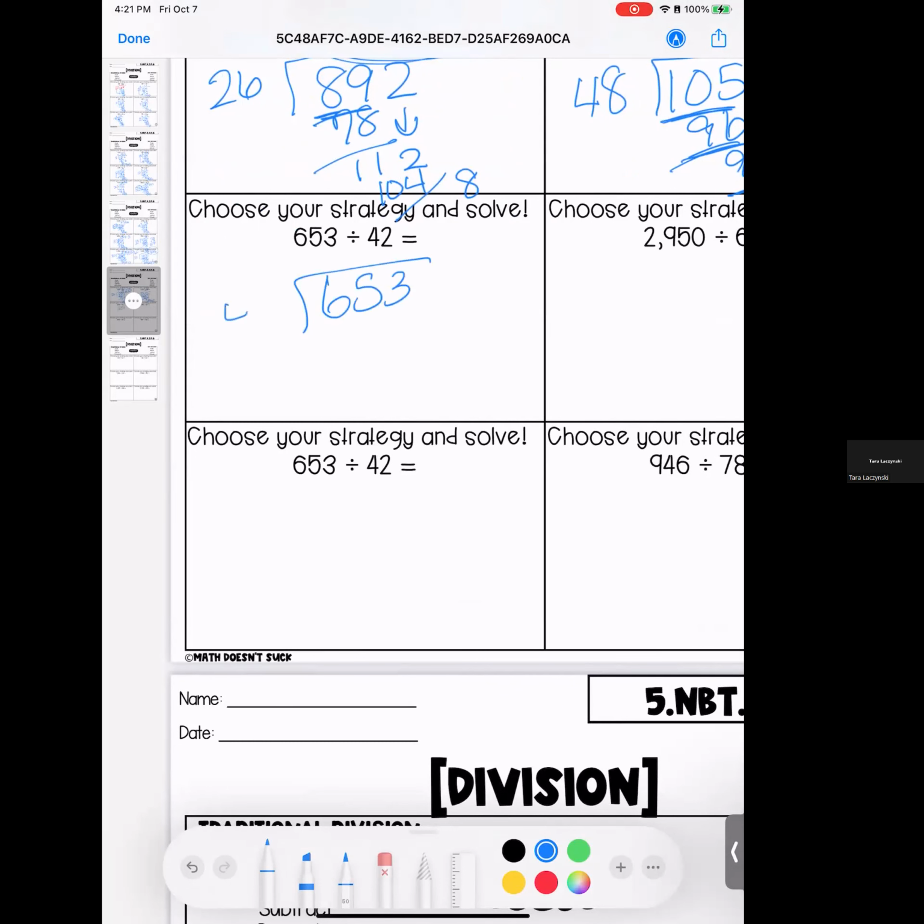653 divided by 42. 42 does not go into 6, but it does go into 65 one time. 1 times 42 is 42. And 65 take away 42 is going to give me 13. I bring down my 3. The closest that I can get this time is, 233. The closest I can get this time is 5. 5 times 42 is 210. When I subtract, I'm left with 23. It's going to be 15 with a remainder of 23.